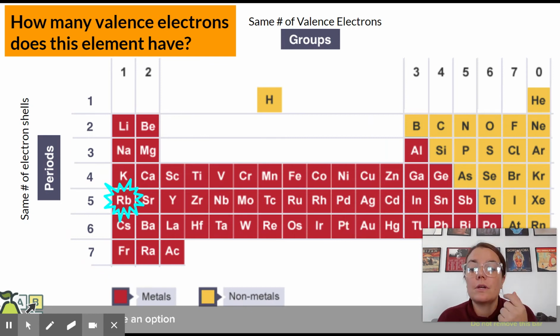Now, let's look at this right here. How many valence electrons does this atom Rb have? The correct answer is 1 because it is in the first column.